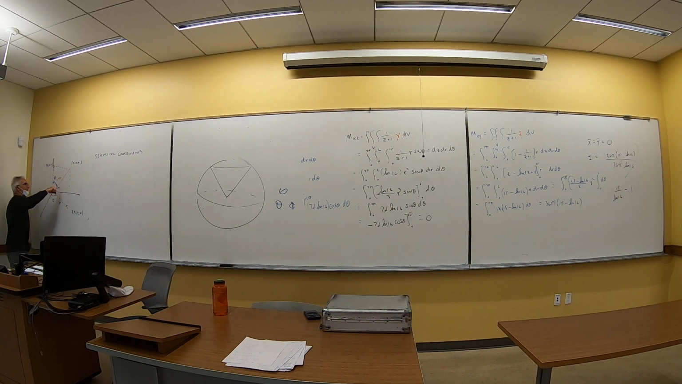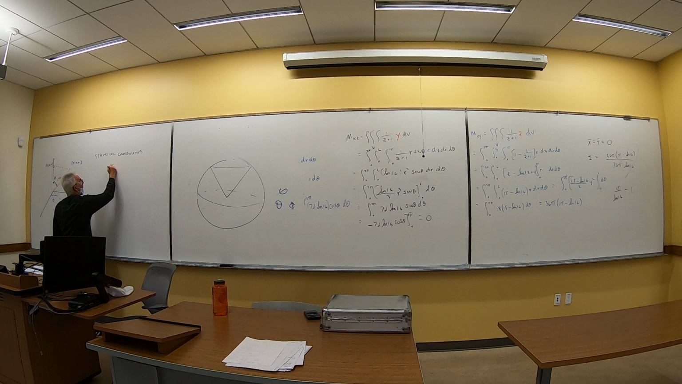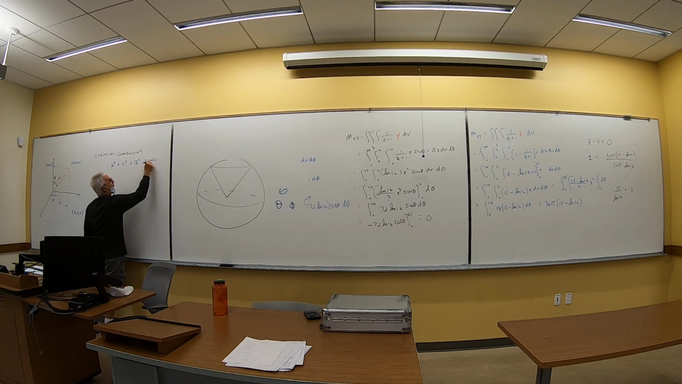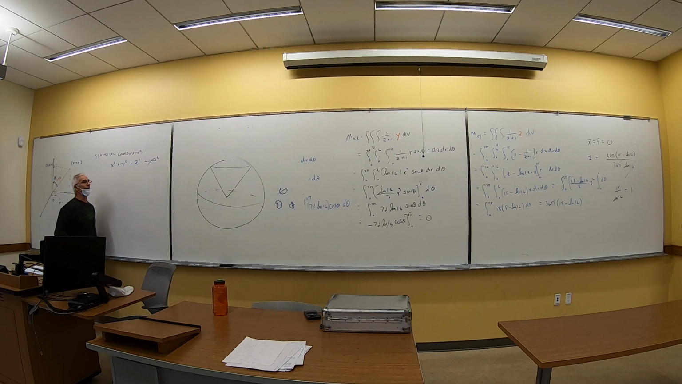Okay? Now, with this, I would like to change x, y, and z into things involving rho, theta, and phi. Whoa. That sounds kind of crazy, doesn't it? Well, what do we know? Here's what we absolutely know. X squared plus y squared plus z squared equals rho squared. Agreed? We know that.